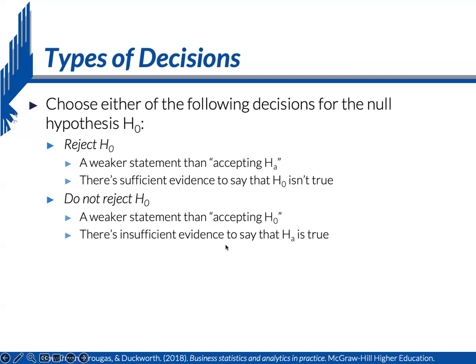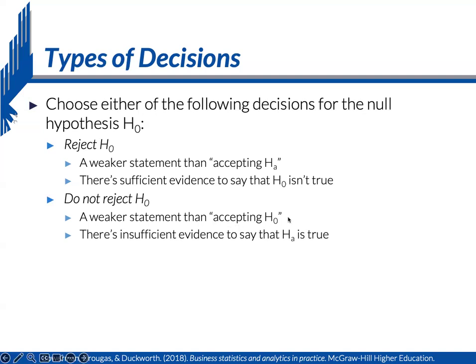So let's say we have evidence that supports the alternative hypothesis, but based on our evaluation, it's insufficient, it's not enough, it's not convincing enough. And therefore, we do not reject the null hypothesis. We still believe that the null hypothesis is the correct one because we don't have enough evidence to convince us that the alternative hypothesis is the correct statement. So we prefer to use this decision instead of accepting the null hypothesis.